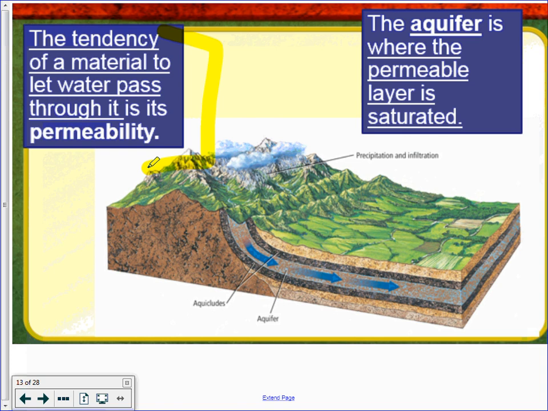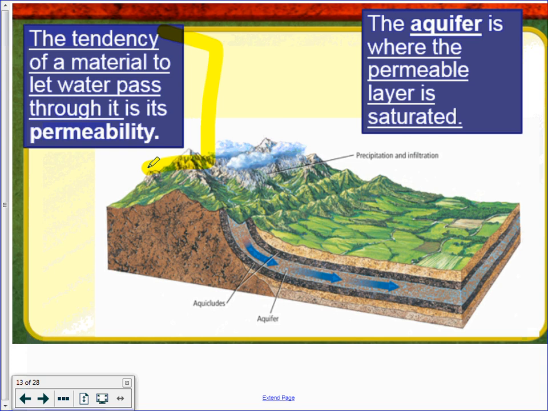So the more permeable something is, that means it's easy to pass through. Something like gravel has a great permeability, a very high permeability. It's easy for water to flow through gravel. It is not easy for water to flow through sand. It can do it, it'll go through, but it takes a long time.